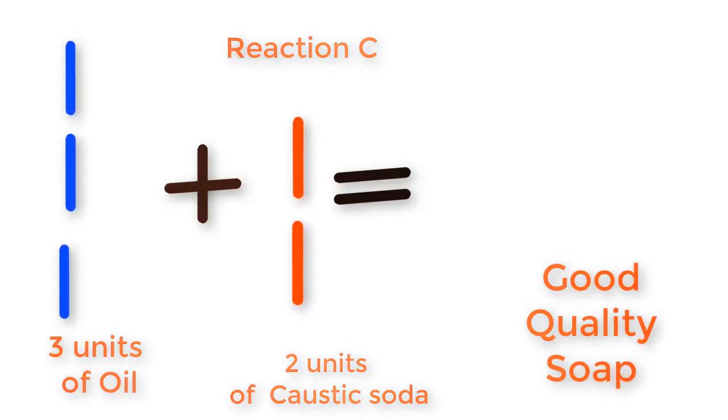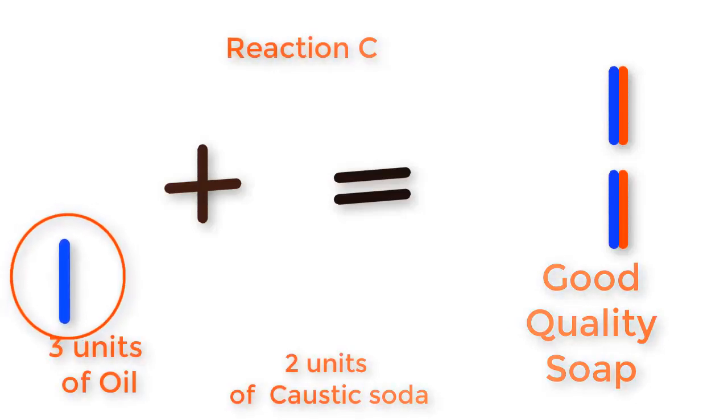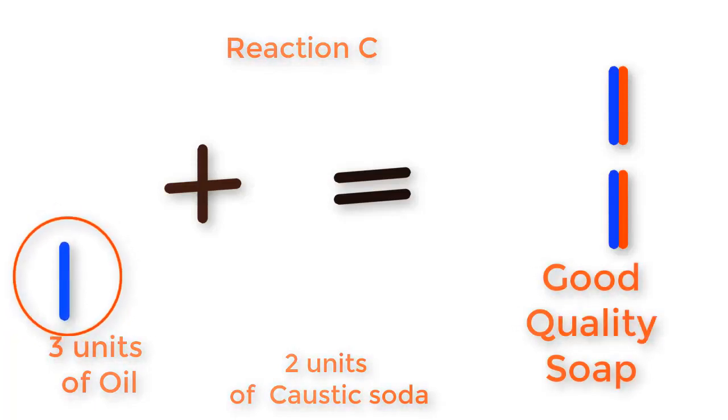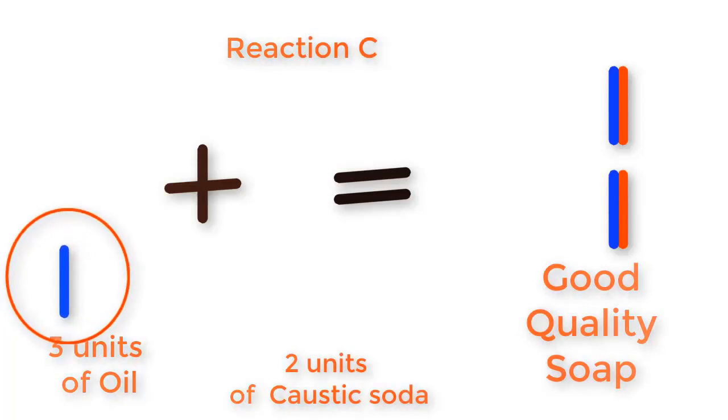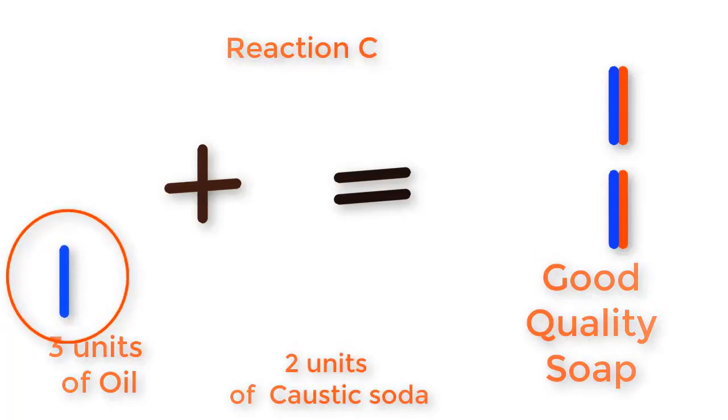Now, let's see how the combination takes place. 1 unit of oil combined with 1 unit of caustic soda to form 1 unit of soap. Another unit of oil combined with another unit of caustic soda to form 1 unit of soap. At the end of the day, you will notice that 1 unit of oil is left behind. Now, this 1 unit of oil, which is also referred to as the excess oil, can be called superfats. Excess oil in a soap can make the soap a good moisturizer. So the soap formed in case C is a good soap.